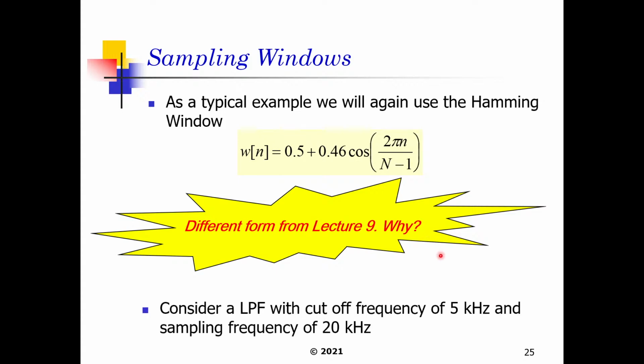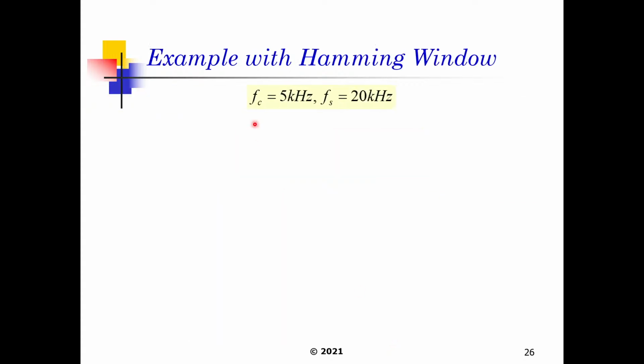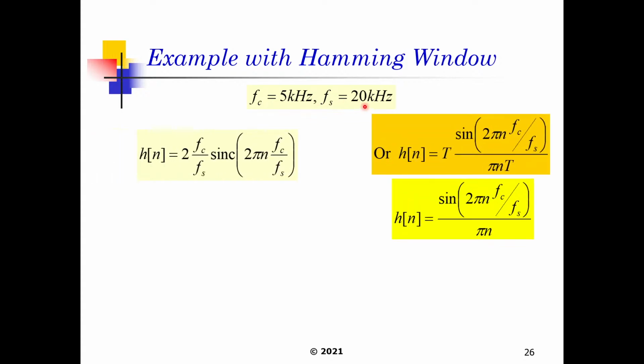So let's start watching an example FIR filter design here. We're going to consider an ideal low-pass filter with a cutoff frequency of 5 kHz and a sample frequency of 20 kHz. And we're going to see how we go about designing our FIR filter using these characteristics. So we say Fc is equal to 5k and Fs is equal to 20k. Then we start with our ideal low-pass filter equation for h of n, which is 2Fc divided by Fs, sinc of 2 pi n Fc on Fs.